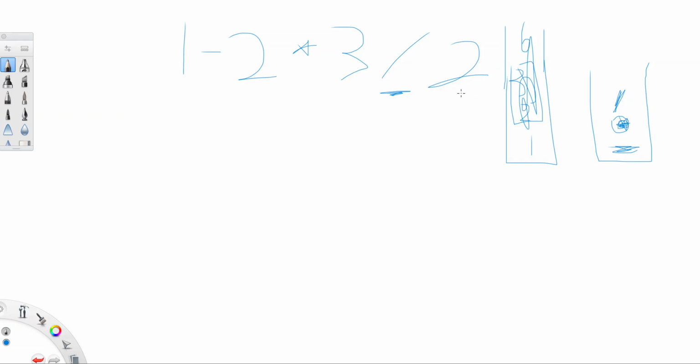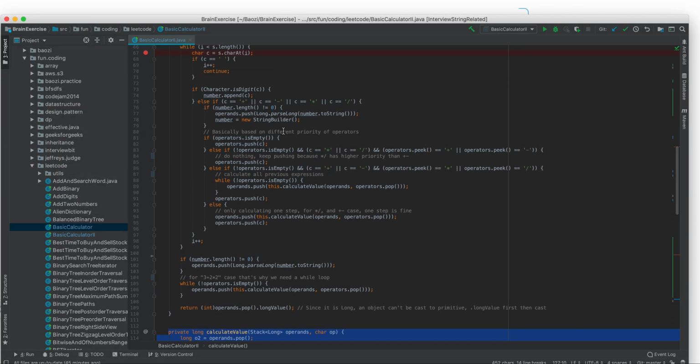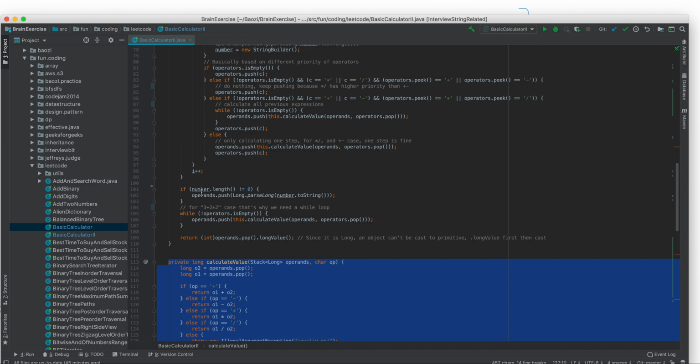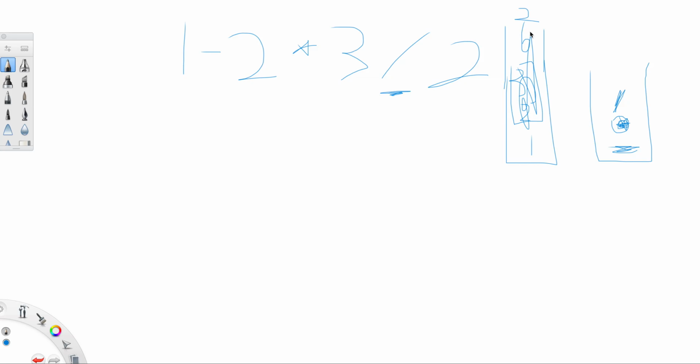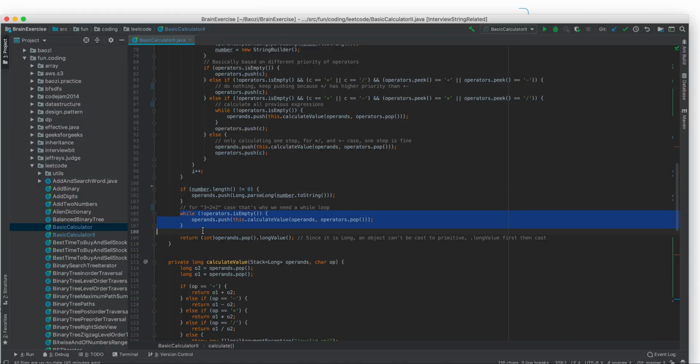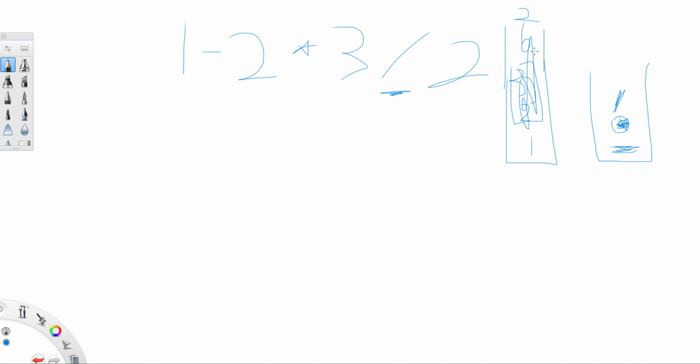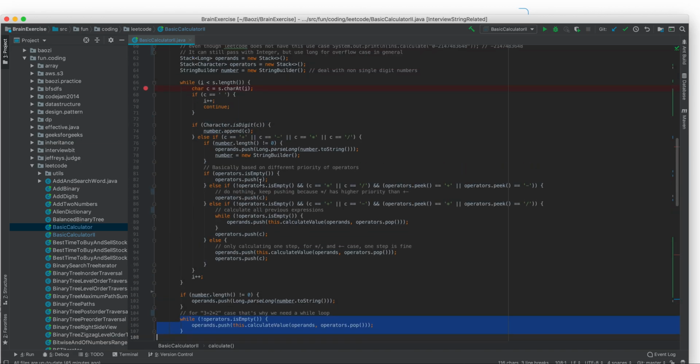So now we'll have a 2. We push a 2 here, and then we reach the end of this whole while loop. Now we check if the number length is less than 0. This is where we actually push the 2 to the stack. And then while operator is not empty, we just keep calculating. So we pop up 2, 6 divided, and then it's just 3. So now in the stack we have 3. We pop 1 and the 3 out, and then use a minus. So this will equal -2. So this is essentially how this method works.